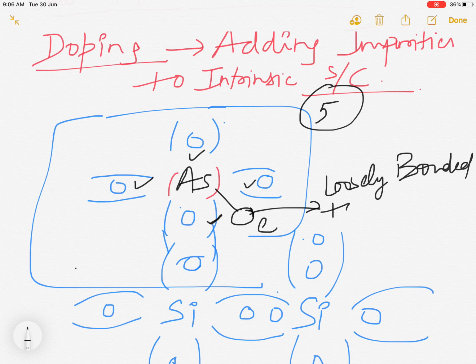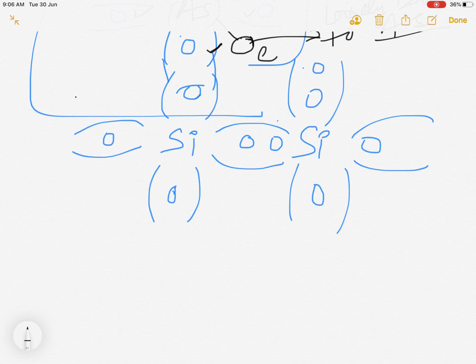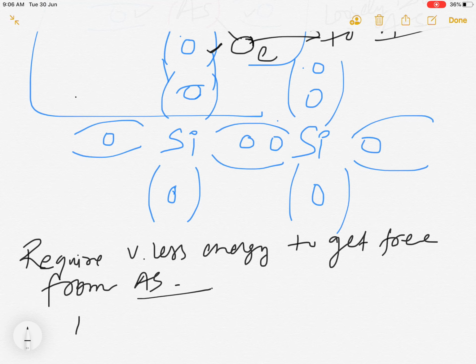Loosely bonded to arsenic, यानी its parent atom. Its parent atom से loosely bonded है, so it requires very less energy to get free from arsenic, right? Let's say E is equal to kT. So at certain temperature T, with constant k.